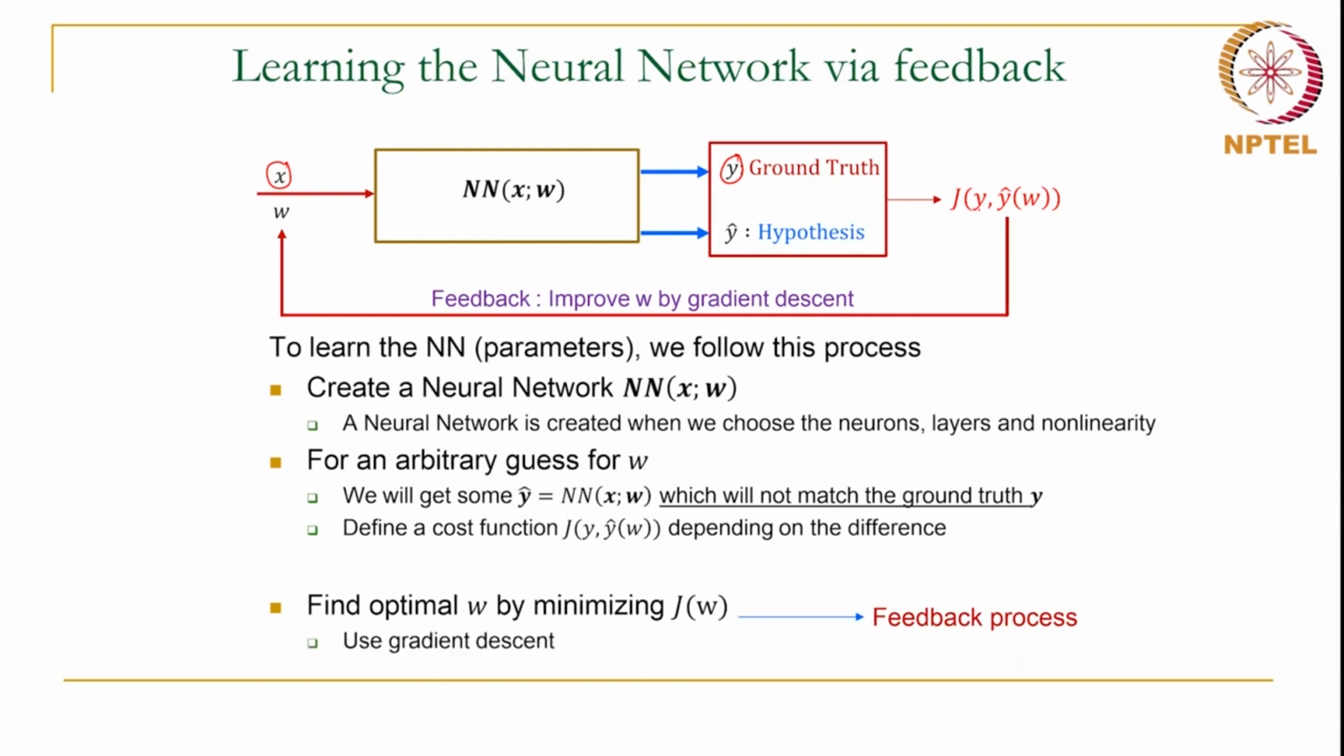And typically for this feedback process, we use gradient descent, as I showed you over the last class, for a linear problem. But for non-linear problems, really you can't do a direct solution like we did with linear regression. So we use the gradient descent algorithm. You would have seen the algorithm also in the last class.